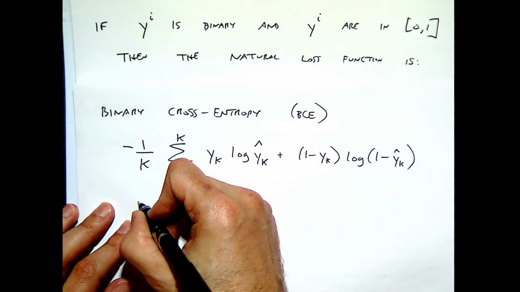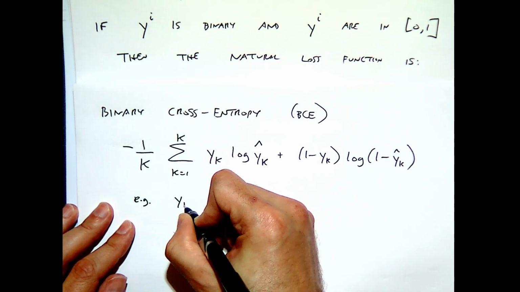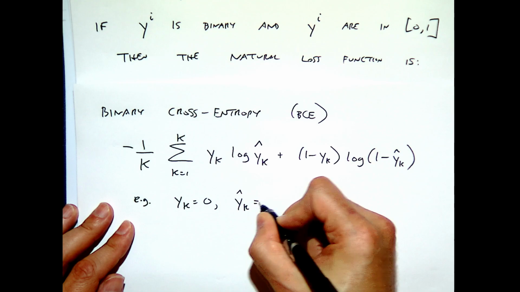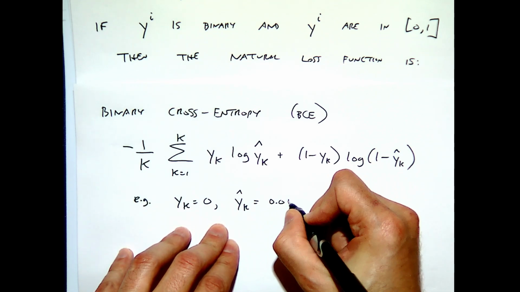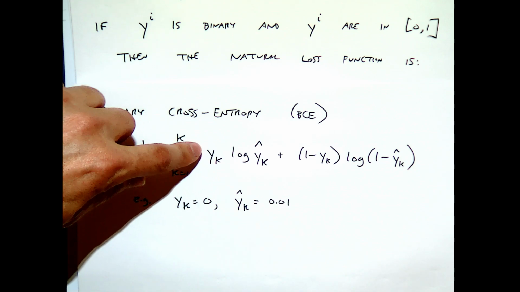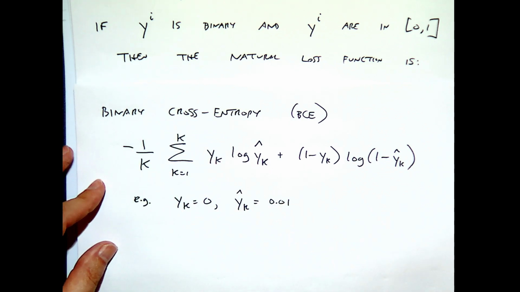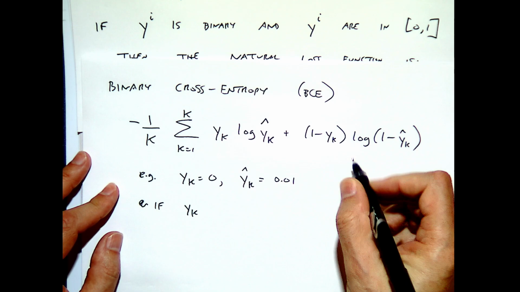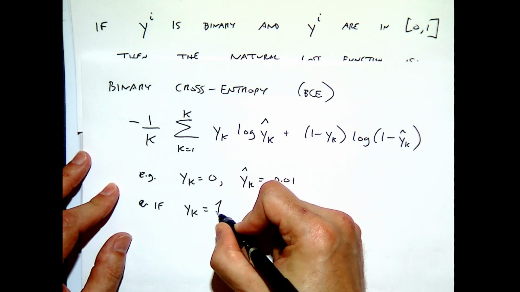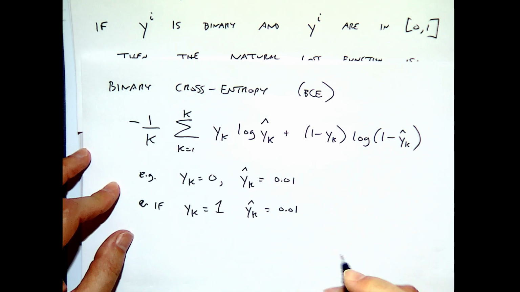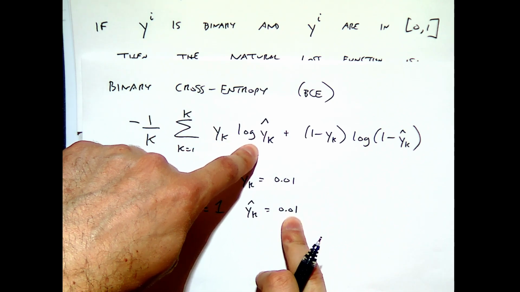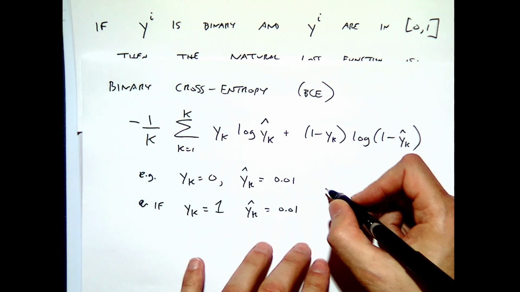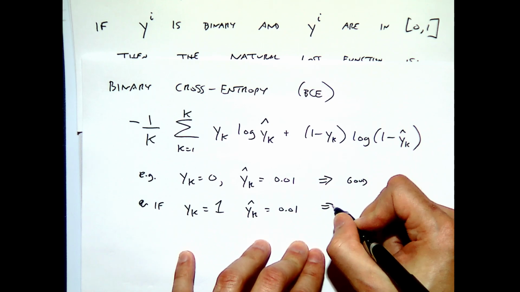For example, if yk equals 0 and the prediction is 0.01, that's great because this 0 multiplies this and it's very small. If yk equals 1 and the prediction is like this, that means this is going to be 1 times this thing, which is going to be really large. As this is negative, this is going to contribute a big chunk to the binary cross entropy. So this is going to be good, and this is going to be bad.